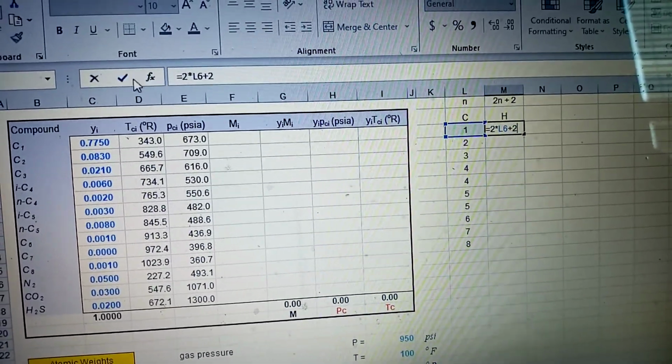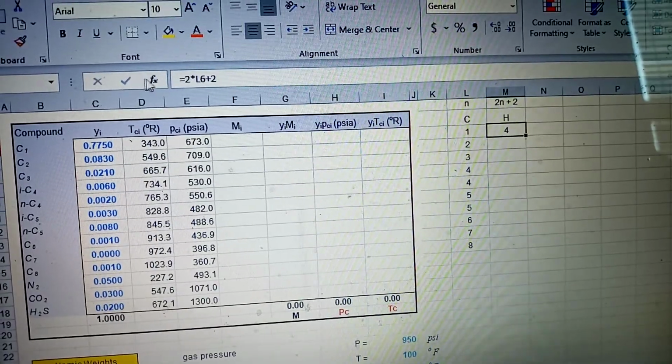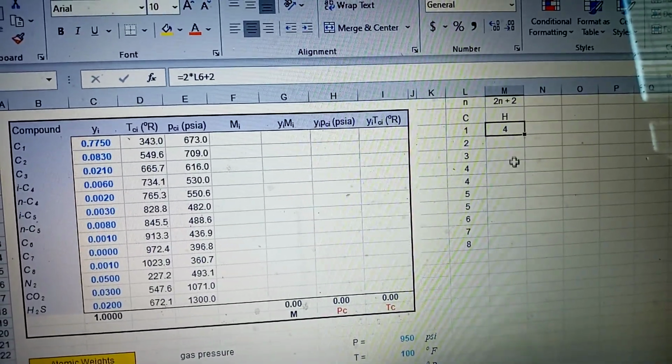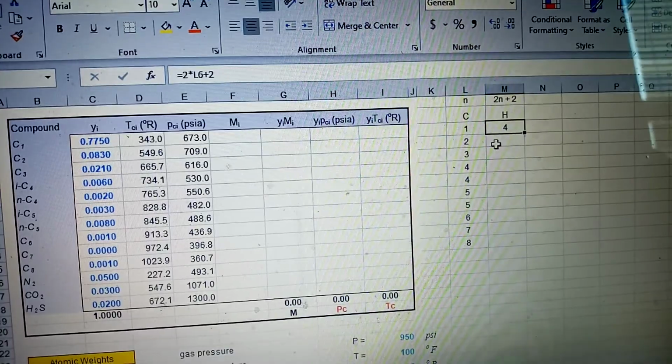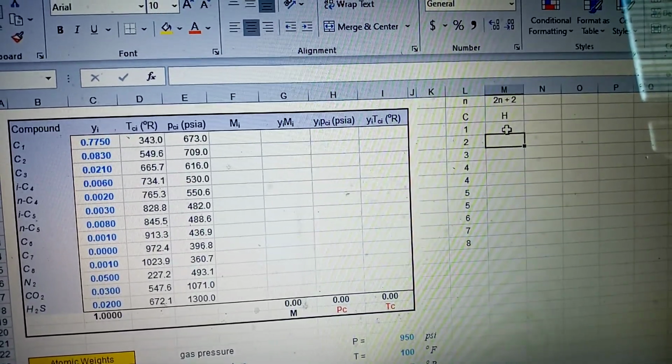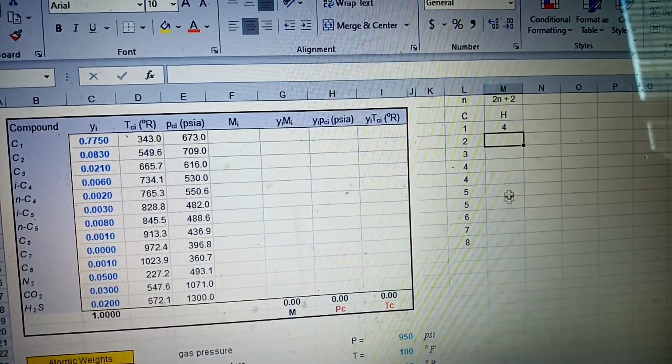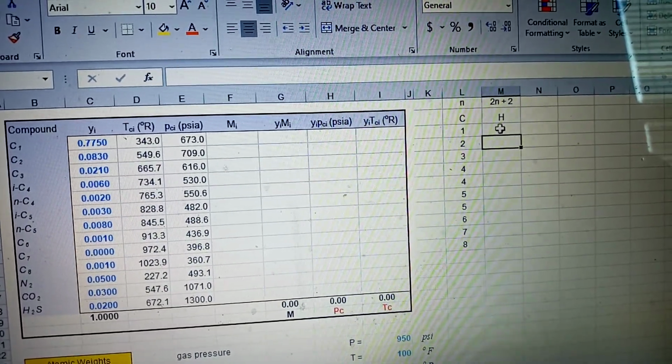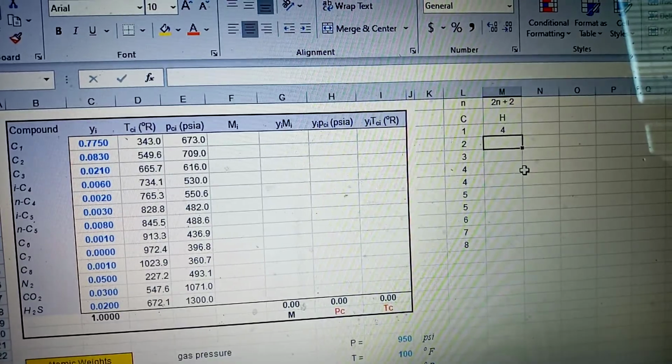So I click OK. See, Excel calculated it to be 4. If you want to, you don't need to type that formula for each of them. What you need to do is to copy the formula from here to here. The way you copy formula in Excel is you click on that. Now let me first demonstrate something.